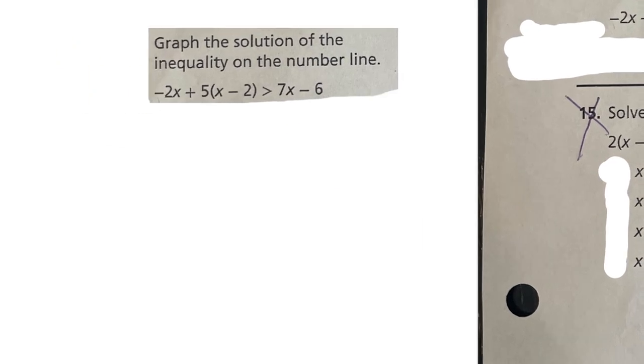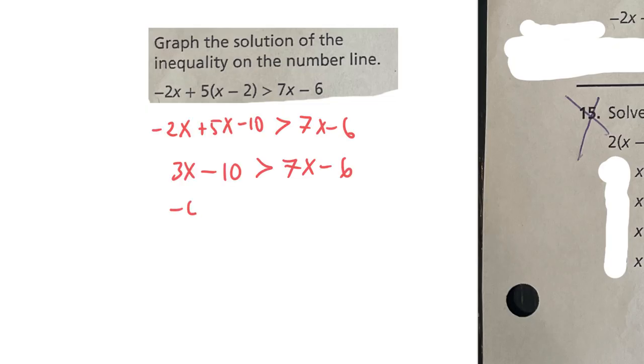This one here, treat it like algebra, at least at first. Negative 2x, distribute the 5 plus 5x minus 10 is greater than 7x minus 6. Like terms on the left gives us 3x minus 10 is greater than 7x minus 6. Subtract 7x from both sides gives us negative 4x minus 10 is greater than negative 6. Add 10 to both sides gives us negative 4x is greater than 4.